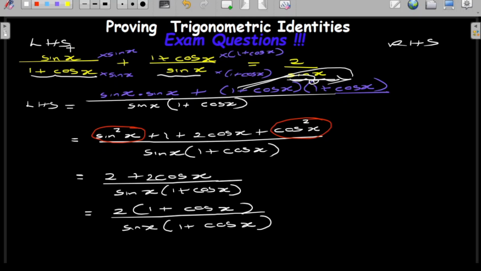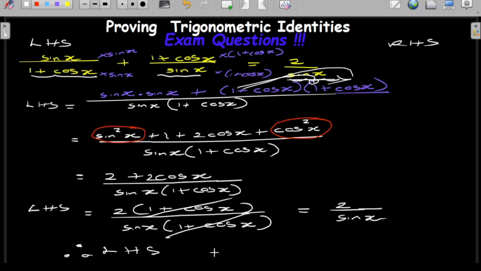So now we will factor out the numerator, and it is going to be like the denominator. Okay, and then we cancel what we have to cancel. The brackets, the 1 plus cos x cancels, right? And then what we have, guys, on the left hand side is 2 over sine x, right? Therefore, the left hand side is equal to the right hand side, right? And that will be equal to 2 over sine x, right?